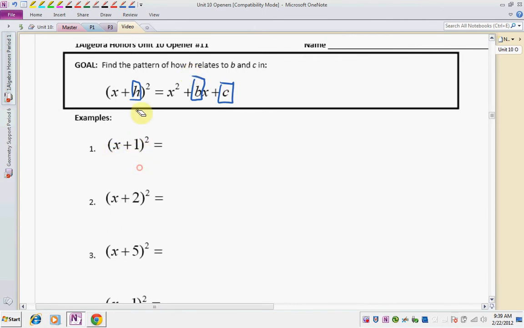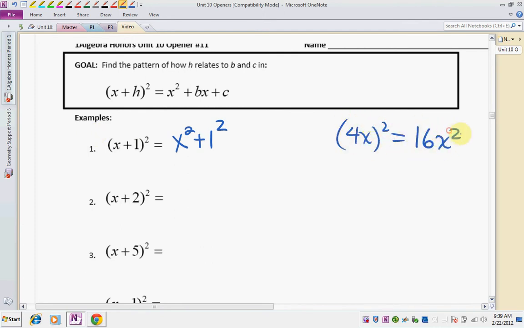Now the first thing I want to address is that this is not the same as x squared plus 1 squared. Right? You cannot distribute an exponent over addition, only over multiplication. Now if the problem was 4x squared or something like that, then yes, that is 16x squared. But again, this is multiplication that I'm distributing over, not addition or subtraction. So this is not true.